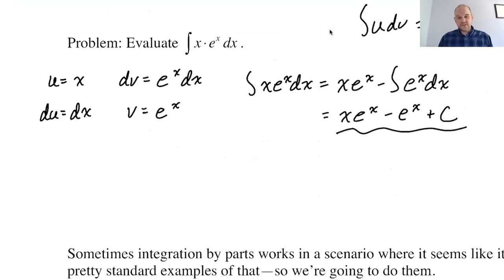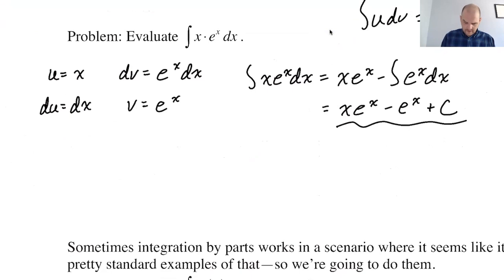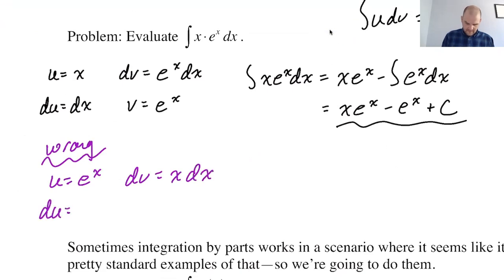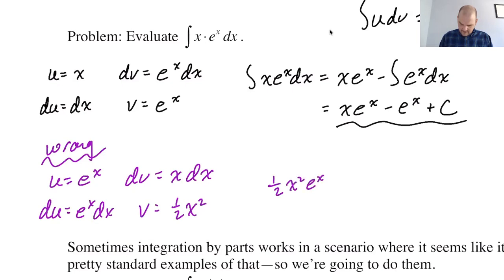If you choose wrong, let me just demonstrate choosing wrong. So this would be wrong, right? So say you make u equal e to the x. So then dv has to be x dx. So du is going to be e to the x dx, which isn't like the end of the world. But v is now 1/2 x squared. So at this point, I have 1/2 x squared e to the x minus the integral of v du, which is 1/2 x squared e to the x.